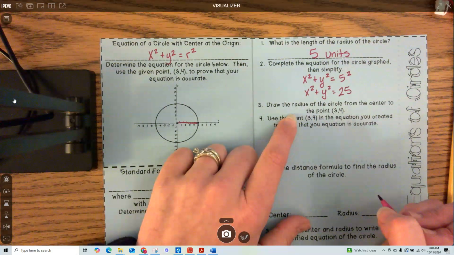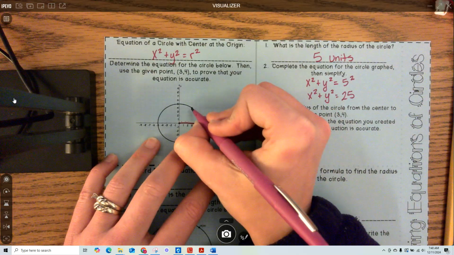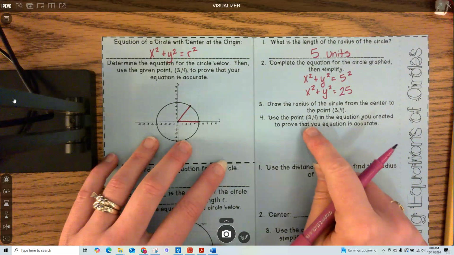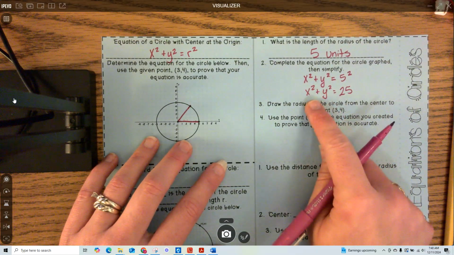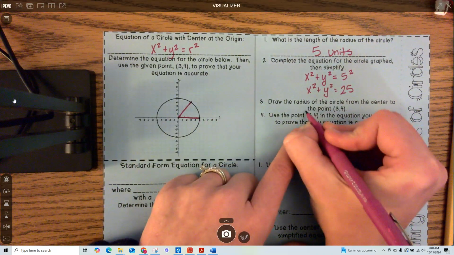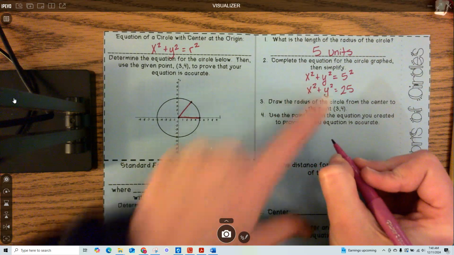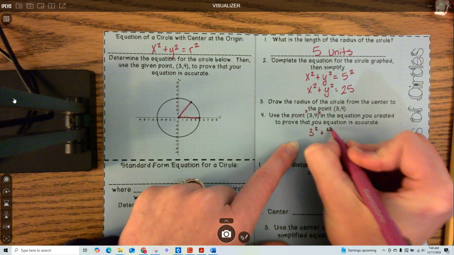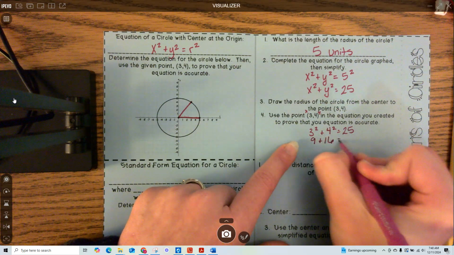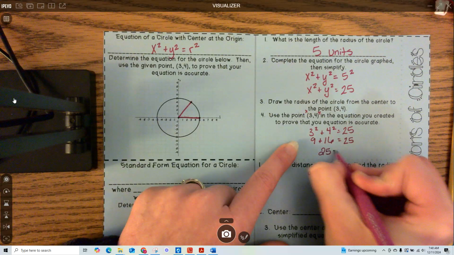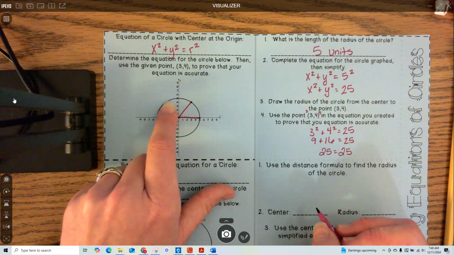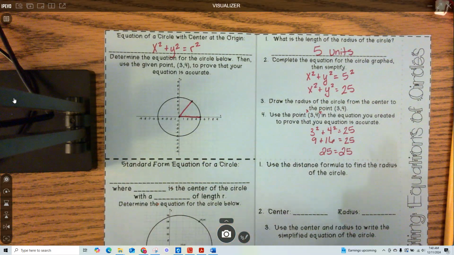So draw the radius of the circle from the center to point (3, 4). So point (3, 4) is marked for you. So that's the radius. We're going to use the point (3, 4) in the equation that we made to prove that it's accurate. So (3, 4): 3 is an x, 4 is a y. We're just going to plug them in there. So 3 squared plus 4 squared equals 25. 3 squared is 9. 4 squared is 16. 9 plus 16 is 25. So any point that's on the outside edge of this circle will work in your equation.